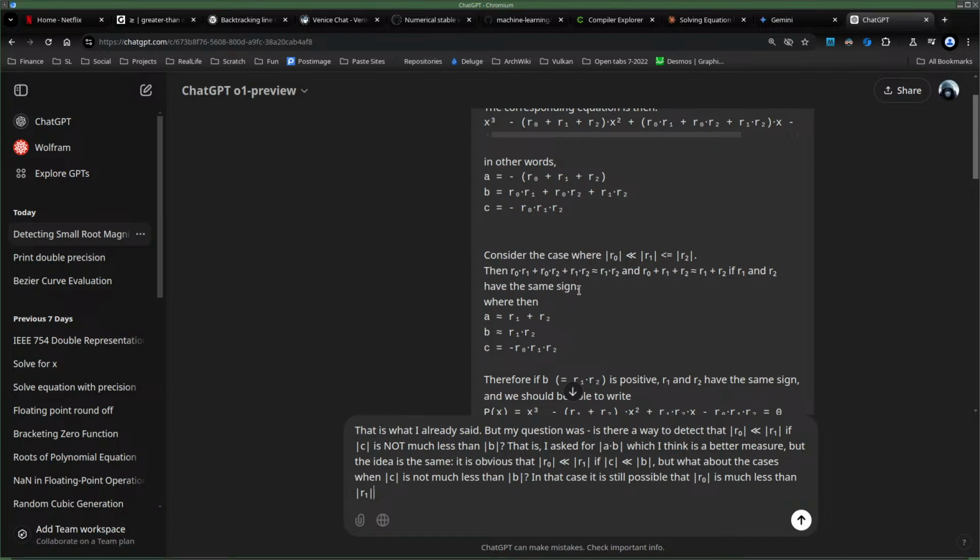Actually, maybe not. So if C is not much smaller than B in absolute value, is it then possible that R0 is much smaller than R1? Maybe we should write a little brute force program to just test it.